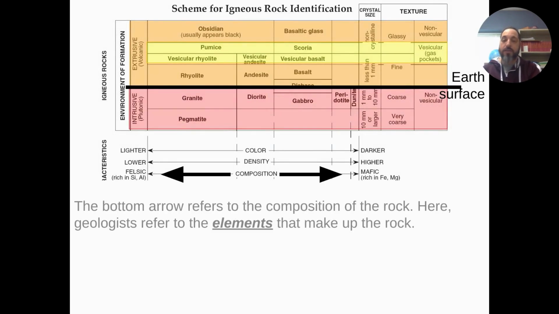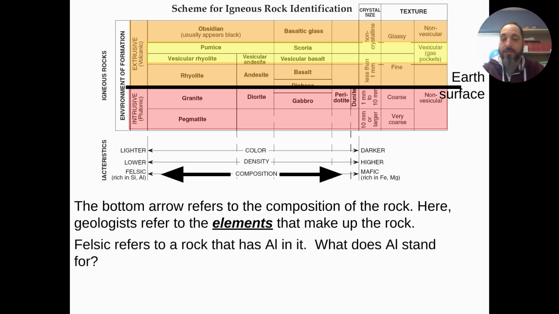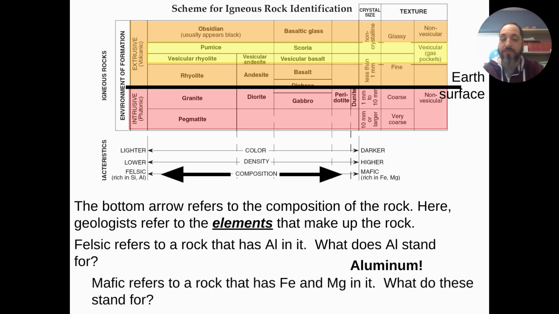And then finally, the bottom refers to what elements make up the minerals that we find in the rock. So we refer to rocks that have lots of minerals with silicon and aluminum as felsic, and rocks that have a lot of iron and magnesium as mafic. So aluminum is what Al stands for, and Fe and magnesium, those are our two elements that we often see in mafic rocks. Now that affects the color too.